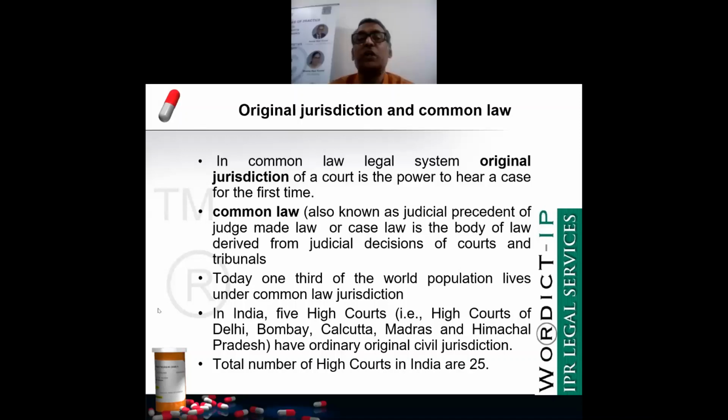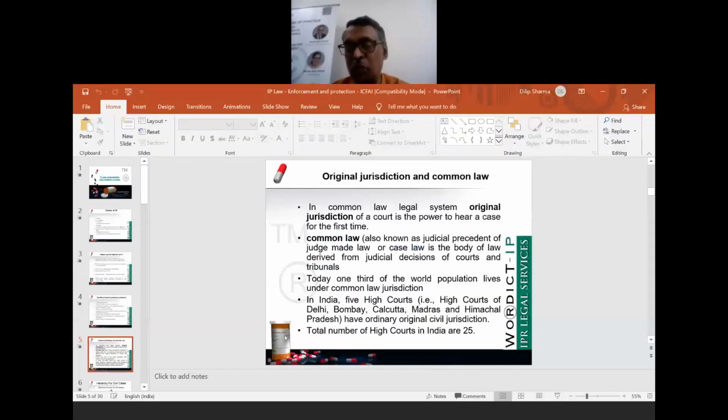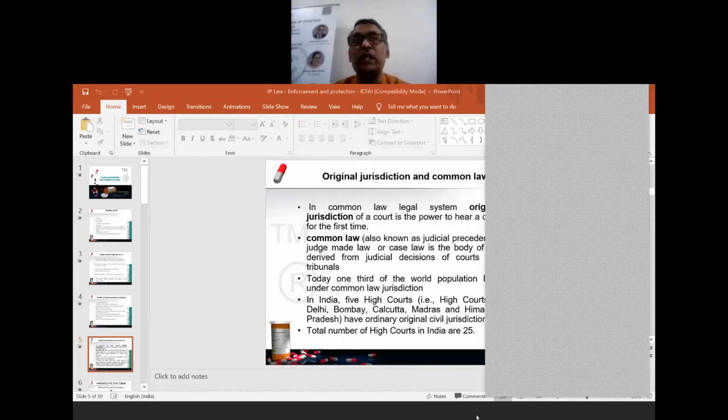Now, original jurisdictions, common law legal system, original jurisdiction is a court which has got the power to hear a case for the first time. That is, to put it in very simple terms, in India, if you are filing an IP matter in Delhi, Bombay, Calcutta, Madras, and Himachal Pradesh, then it has to go to the High Court. In the rest of the other places, it has to go to the lower court, that is the district court. So, section 134 of the Trademark Act says that any infringement suit or a passing off suit has to be filed in a district court. So, the chief judge of the district court is the person who takes the case. He may deal with it on his own, or he may allocate it to any additional chief judge.